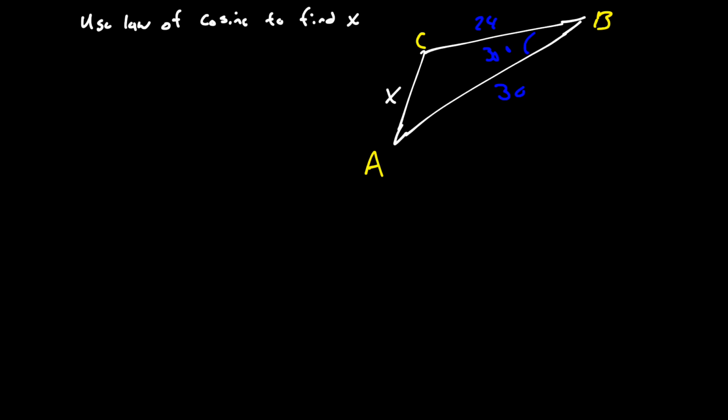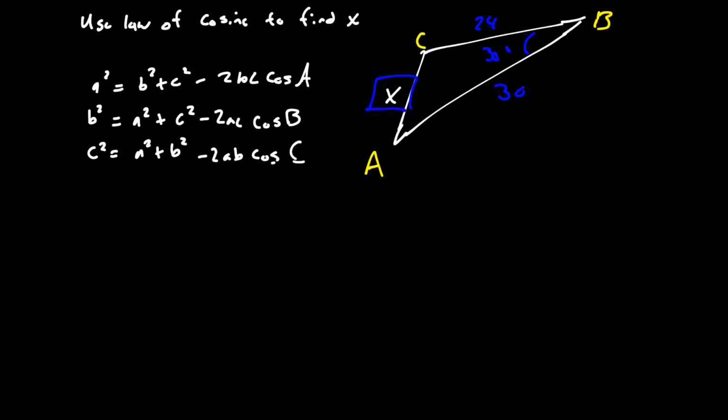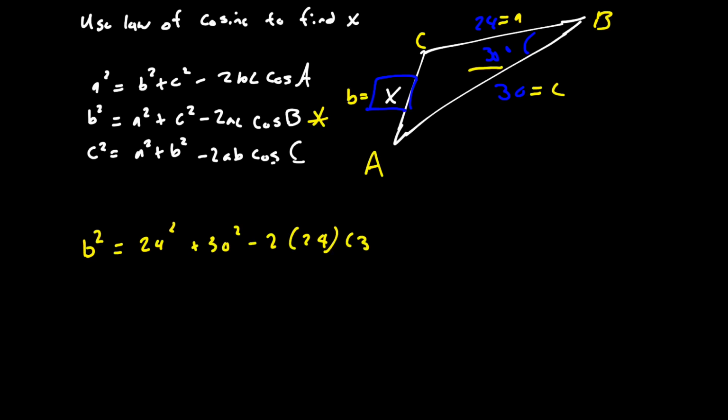Let's use the law of cosines to determine the indicated side x here. Again, let's first write down what the law of cosines is, and then pick out the equation that we need to use. Here, we're given side a, we're given side c, and our x would be equal to side b. Since we already know the angle B, we want to pick out the second equation here. We get b squared is equal to 24 squared plus 30 squared minus 2 times 24 times 30 times cosine evaluated at 30 degrees.